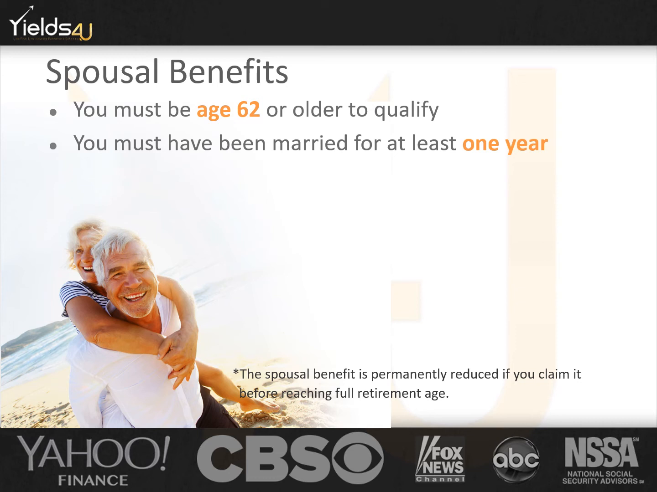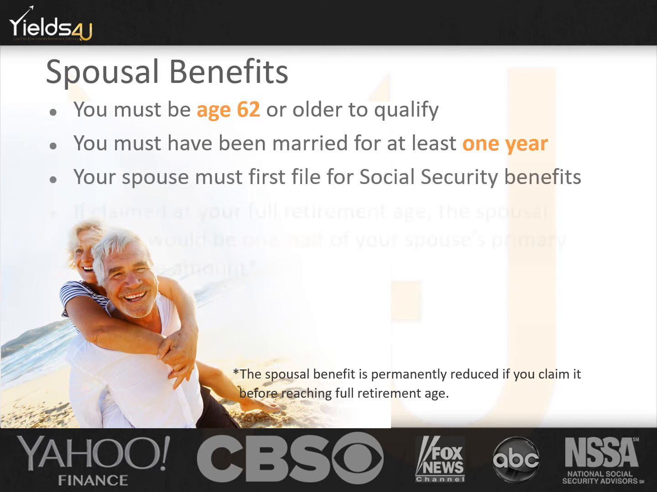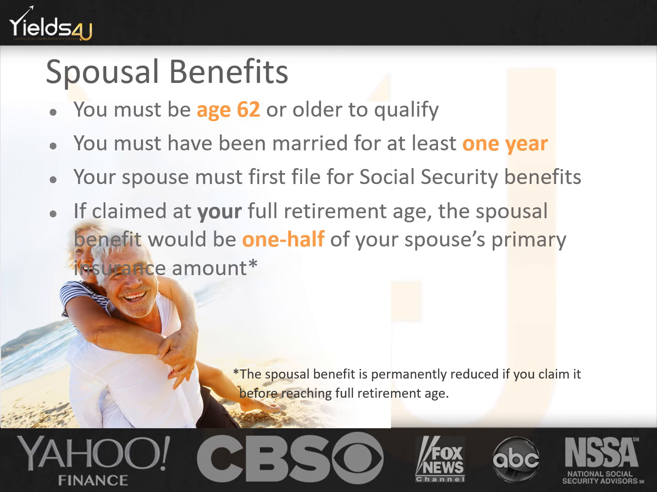As we mentioned in the last video, even if you didn't work, you may be entitled to benefits. Spouses are entitled to benefits under their spouse's work history. In order to qualify for spousal benefits, your spouse must be alive. You need to have been married for at least 1 year. Your spouse needs to have filed for Social Security benefits. And like retirement income benefits, the earliest you can claim benefits is at age 62. If you claim benefits at your full retirement age, your spousal benefit will be 50% of your spouse's primary insurance amount, which is usually their benefit if they claim benefits at full retirement age.